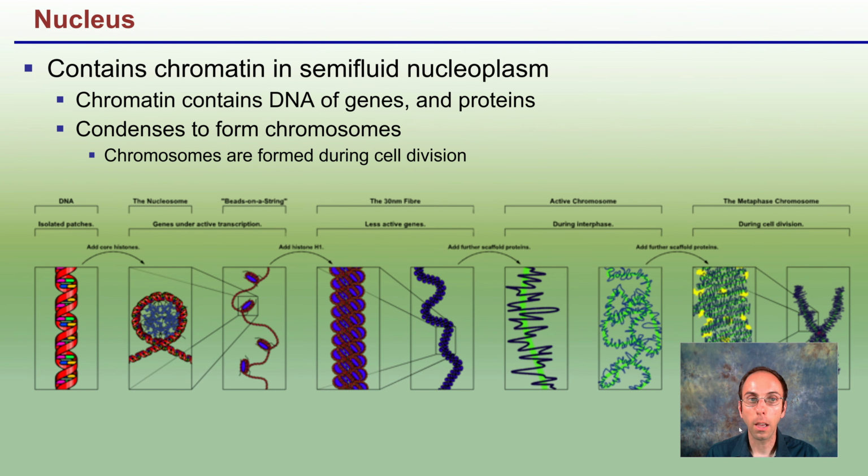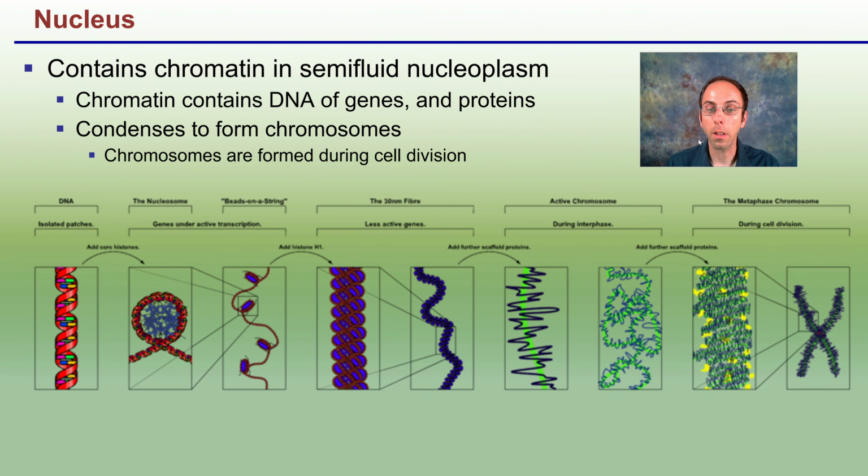Now, this nucleus contains a semi-fluid nucleoplasm, as I just said, that interior space, and chromatin, which consists of DNA of genes and proteins. This condenses to form chromosomes. So this is important as cells go through the process of division. These chromosomes are formed during that process.